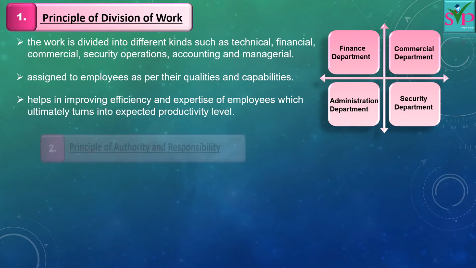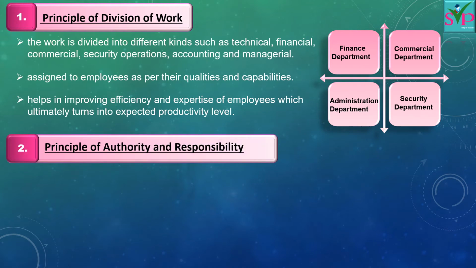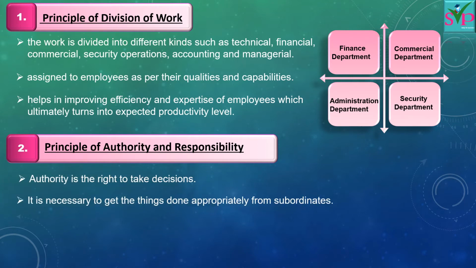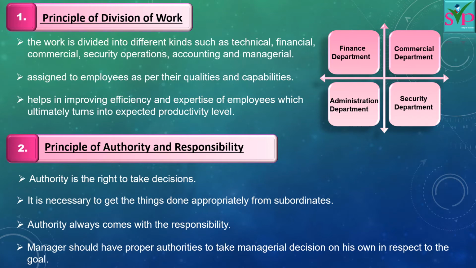Now the second point is the principle of authority and responsibility. Authority is the right to take decisions. It is necessary to get things done appropriately from subordinates. Authority always comes with responsibility. A manager should have proper authority to take managerial decisions on his own with respect to the goal. Here, authority and responsibility are two of the most important components for smooth functioning of business.